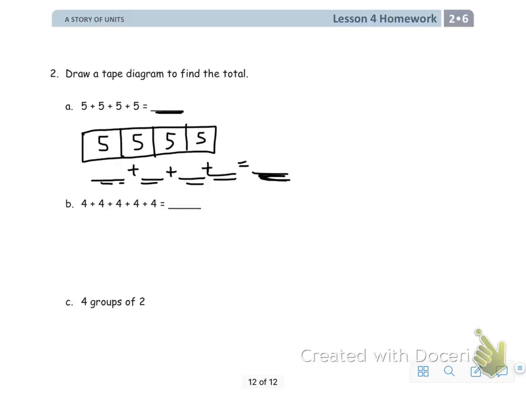The same goes for problem B, except we have 5 groups instead. So I would simply come down here and make sure that you make 5 groups. So let's see, 1, 2, 3, 4, 5, just like that. Then do your repeated addition down here and fill in the blanks.